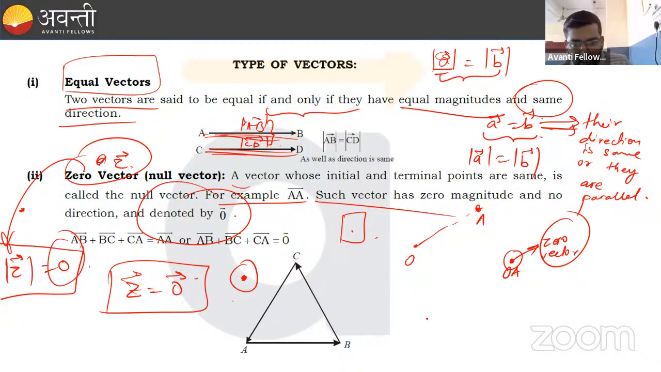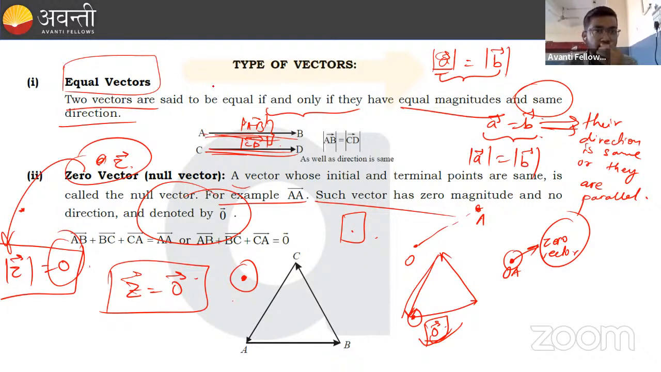In vectors, if you start here and after adding a few vectors you reach this point again, then you will get the answer as a zero vector, right? So the zero vector will be very helpful in understanding a few things further ahead.